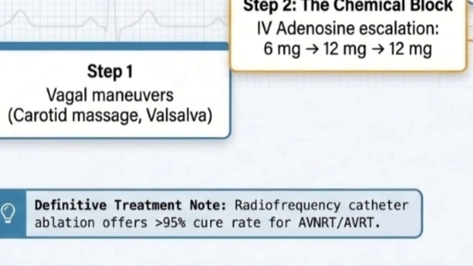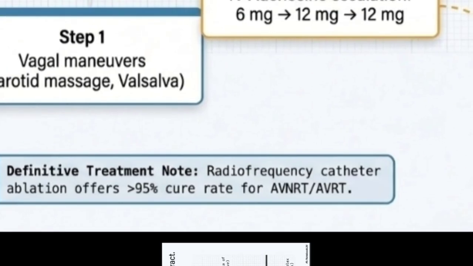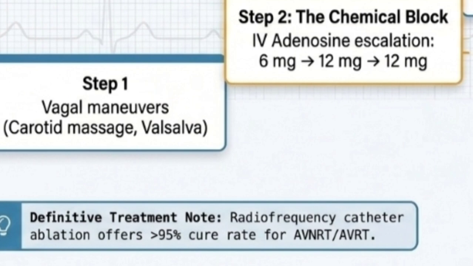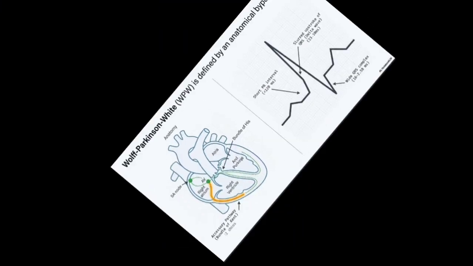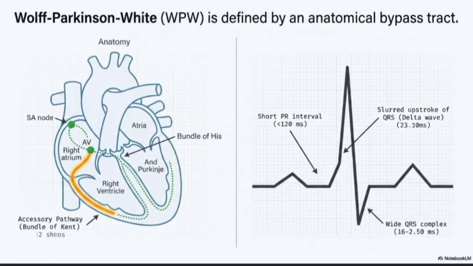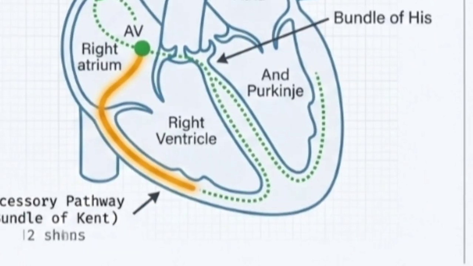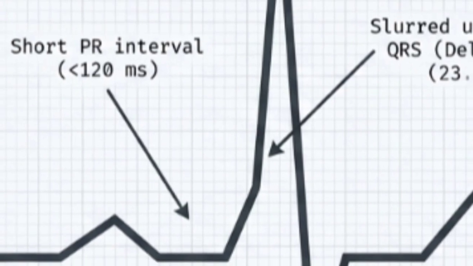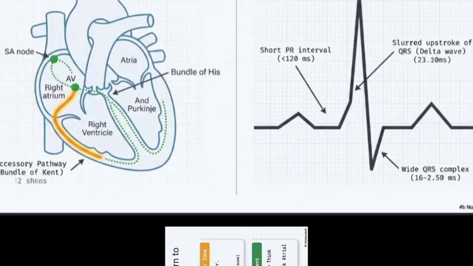Always note that definitive treatment is catheter ablation, with 95% cure rate for AVRT or AVNRT, but it is not step 1 of treatment. Steps 1, 2 and 3 should be followed in sequence rather than immediately referring for EPRFA. WPW is an anatomical bypass tract, that is an accessory pathway called the bundle of Kent, and as you can see it is an additional pathway, so there is a short PR interval with slurred upstroke of QRS and obviously a wide QRS complex.